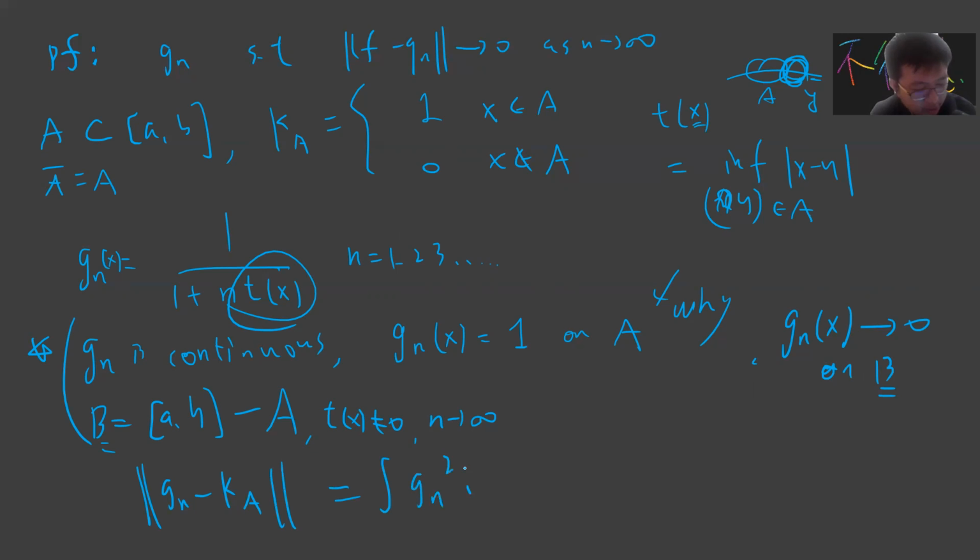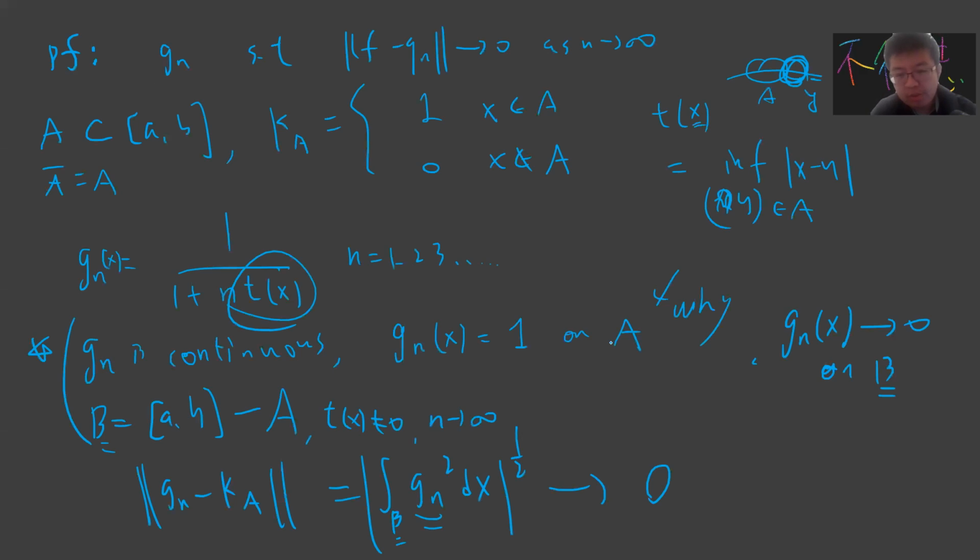It's the integral of Gn squared dx. Okay, so now minus Ka, right? Ka is 1. So the result will be B, the remaining is B, and you take a half. This guy goes to 0, because this guy goes to 0. Okay. So I think you can use the dominated convergence, right? It becomes 0. Okay, so proof. Very, very tricky. Okay, and remark.